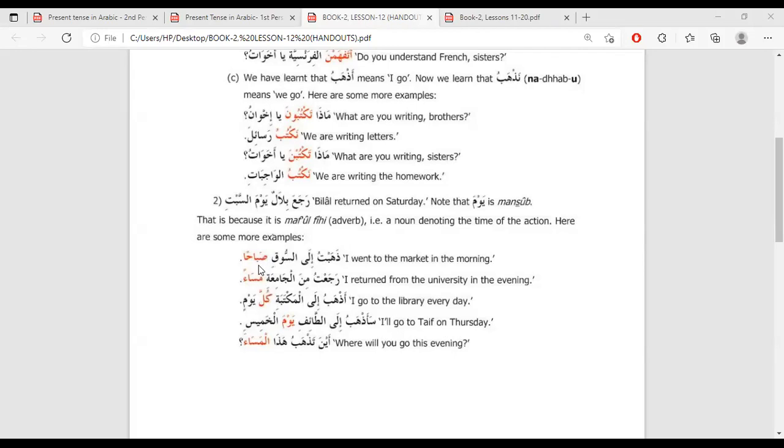If before maf'ul fihi we have the preposition fi, then we know that it will be majroor. For example, ذهبت إلى السوق في صباح. So when we have fi right before it, then of course it will be majroor, we know that. But if we don't have fi right before it, then it will always be mansub. Is that clear? For example, rajatu min al-jamiati masain is also okay. But when you say fi masain, then after fi, we know that it will be majroor. But if there is no preposition, then it will always be mansub.